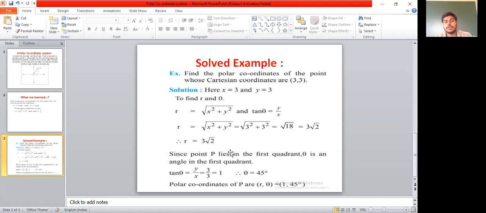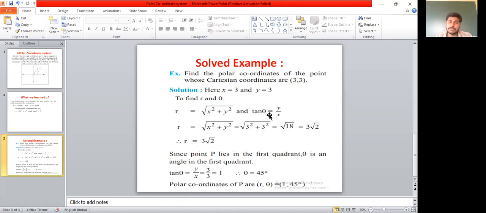Now, since point P lies in the first quadrant, theta is an angle in the first quadrant. Why are we saying that our point is lying in the first quadrant? Because here the x and y coordinates are positive. Only in the first quadrant can the x and y coordinates both be positive. Therefore, we are saying that our angle is in the first quadrant.